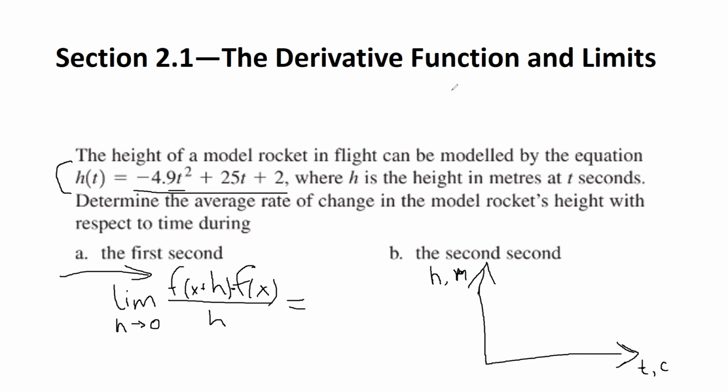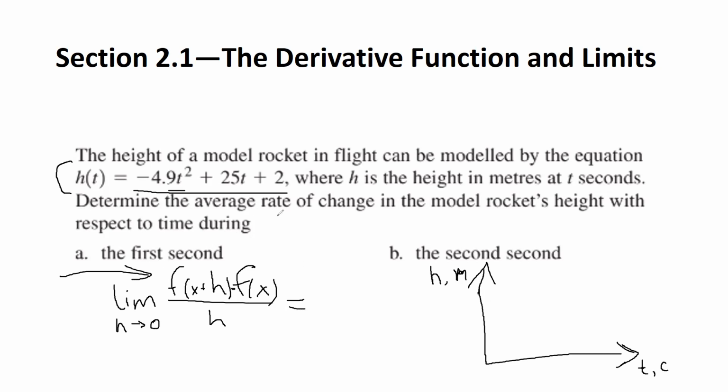Imagine we are building the rocket, and we came up with the following equation about how it's going to fly. Determine the average rate of change in the model rocket's height with respect to time during the first second. When I read this question for the first time, I was also kind of confused. Middle, what are you talking about? Let's look at it again. Determine the average rate of change in the model rocket's height with respect to time during the first second.